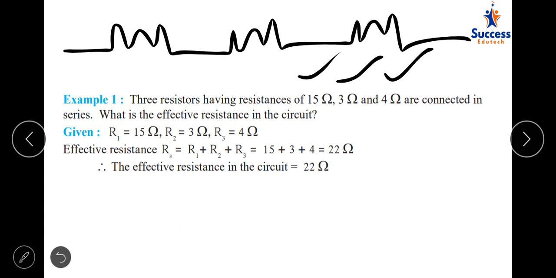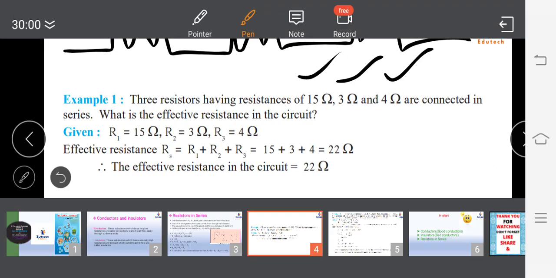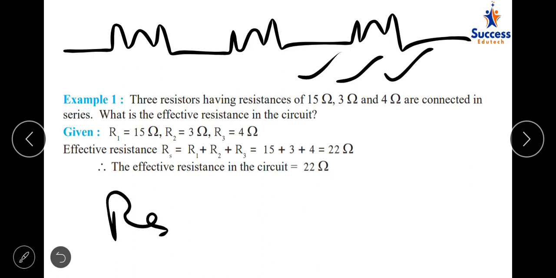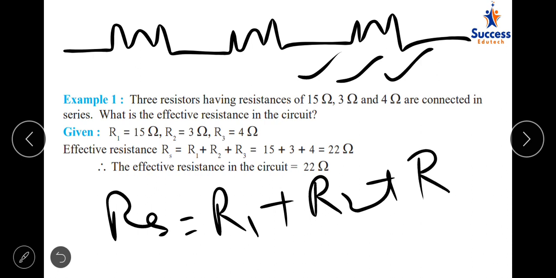So series means they have given that it is in series. Okay, so effective resistance Rs will be what? Addition of all: R1 plus R2 plus R3. Correct? Substitute the values, add all the values like 15 plus 3 plus 4. How much will it be? 22 ohms.